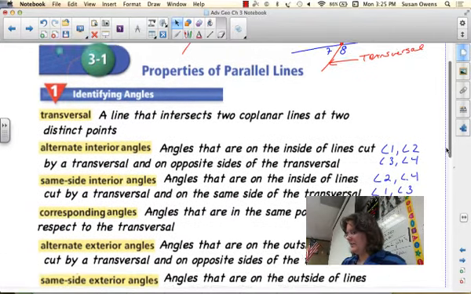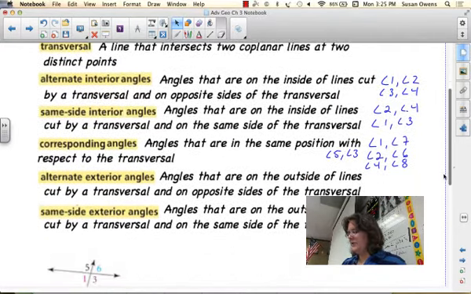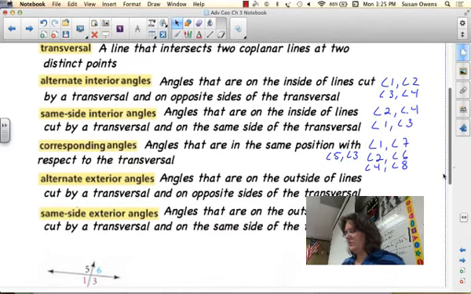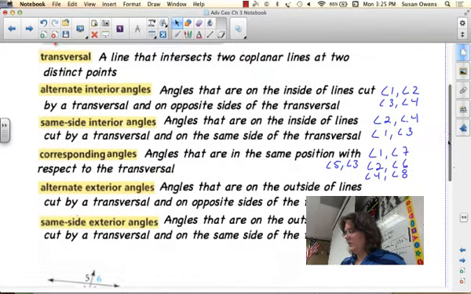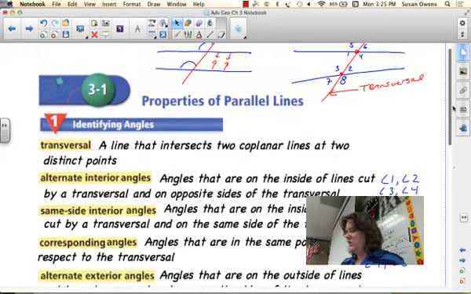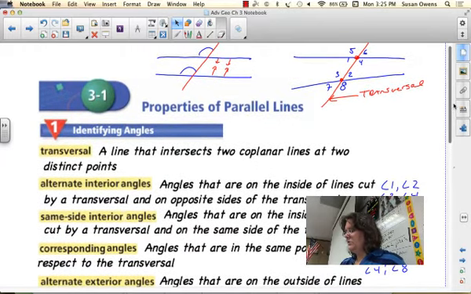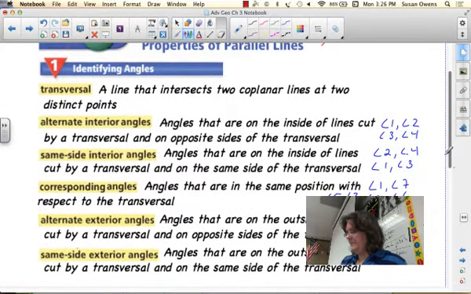Now we can do the same thing as the interior, except for this time do exterior. So alternate exterior angles are angles that are on the outside of the lines cut by the transversal and on opposite sides of the transversal. So these are alternate exterior angles. So for example, like 7 and 6 and 5 and 8. So 7 and 6 and 5 and 8 are alternate exterior angles.